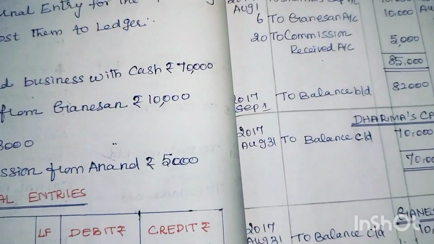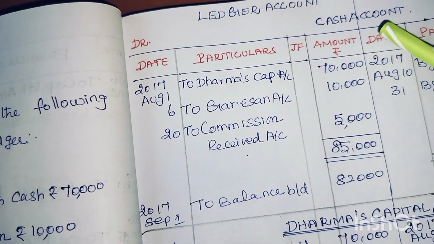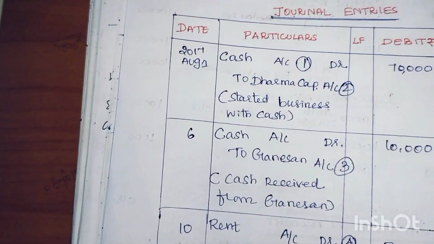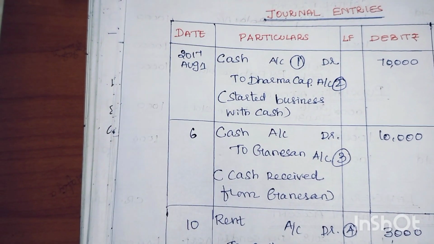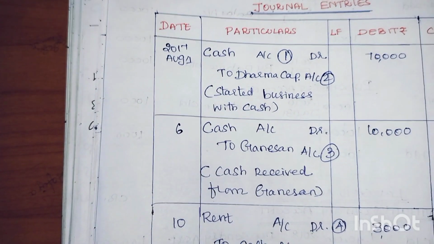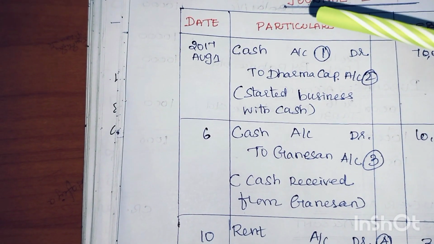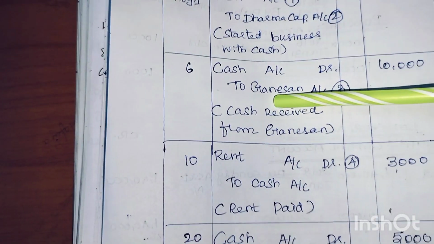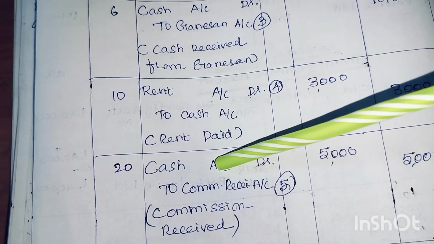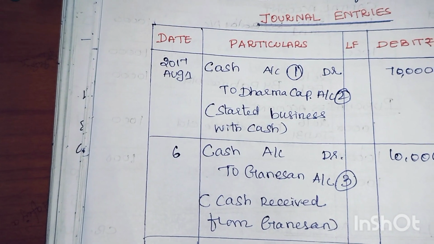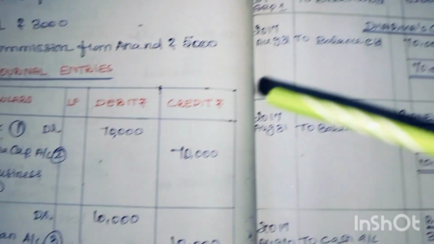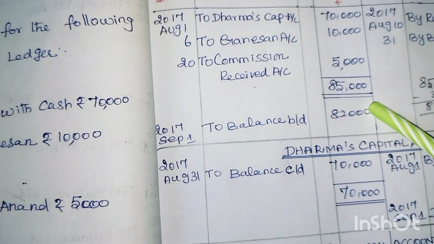First we are going to post cash account. Before we post cash account, how many cash transactions appear in the journal? So 1, 2, 3, 4. 4 cash transactions appear in this journal. So we are going to pass these transactions into the ledger account.